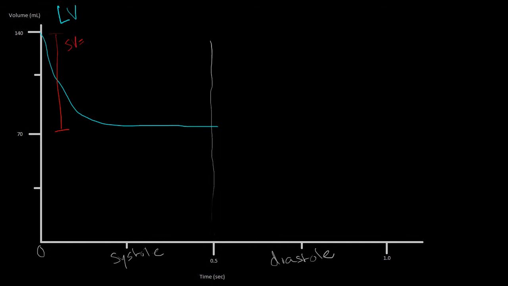And the stroke volume, to calculate stroke volume, is going to be the end diastolic volume minus the end systolic volume. And the end diastolic volume we see here is 140 mLs. And the end systolic volume here is about 70 mLs. And so our stroke volume in this situation is 70 milliliters of blood.